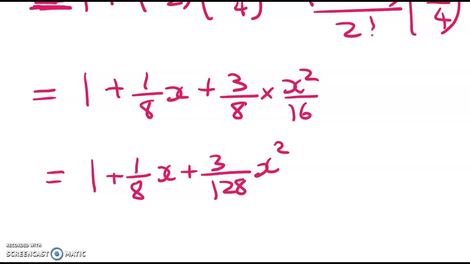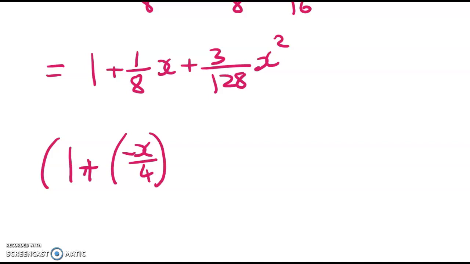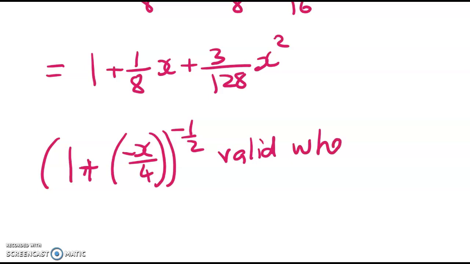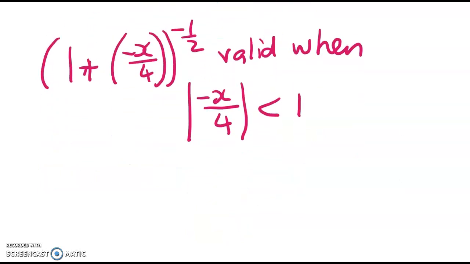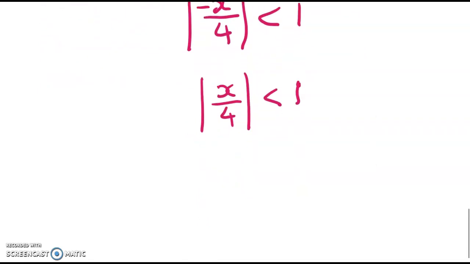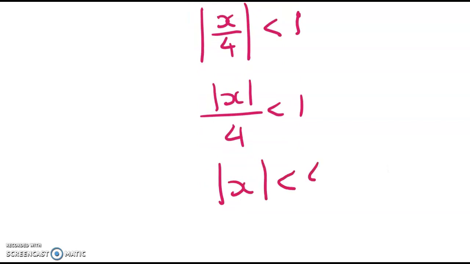Okay, so that's the first 3 terms, and now we have to say when is it valid. Well, we're working with this expression. So it's valid when the absolute value of negative x on 4 is less than 1. So the absolute value of negative x on 4 is the same as the absolute value of x on 4, which is the same as the absolute value of x divided by 4. So our condition is the absolute value of x is less than 4.